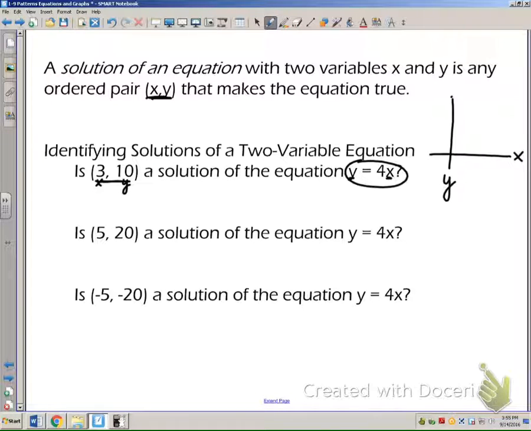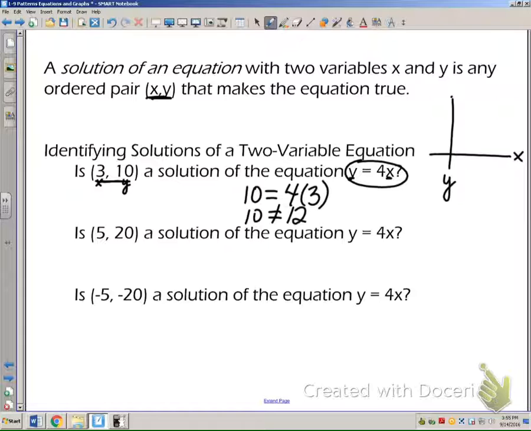So what I'm going to do is take that 3 and place it in place of x, and put that 10 in place of y and check to see if it's true. Obviously, it is not true. We know that 4 times 3 is 12. So therefore, 3, 10 is not a solution of the equation y equals 4x.